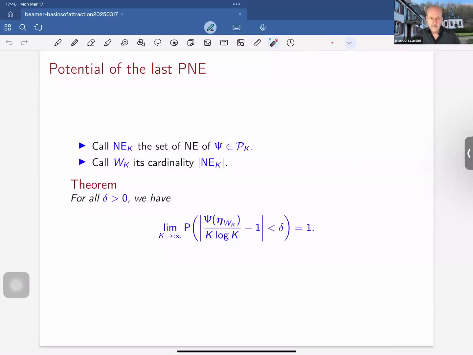So this theorem says the following. If I look at the potential of the last equilibrium, so I ordered the equilibria from the one with the smallest potential, then the second and the third. So then there is the last one. I look at the potential of this guy. How does it scale? And we see that it goes like k log k. So in probability, this ratio converges to 1. So this really goes like k log k. So it's difficult to expect to see potentials that in equilibrium are very large.